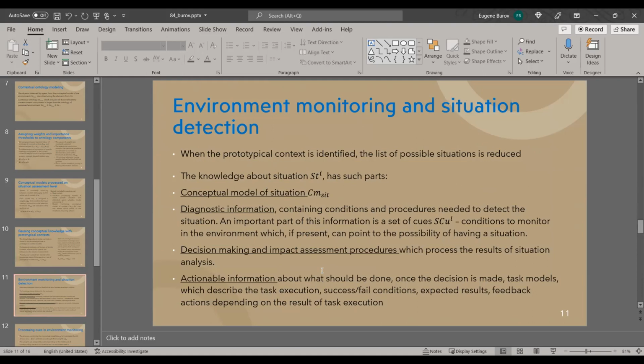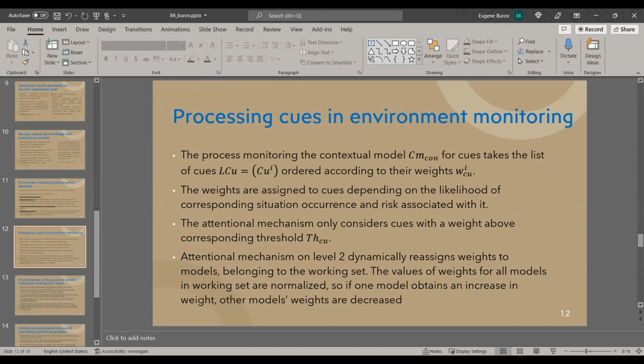An important part of the situation awareness process is the detection of cues in the environment. When we identify our prototypical context, we automatically have the set of cues saying which situations are possible, which can happen in this situation. Each cue also has an assigned weight, which says which cues will be monitored in the first order and which in the second order.